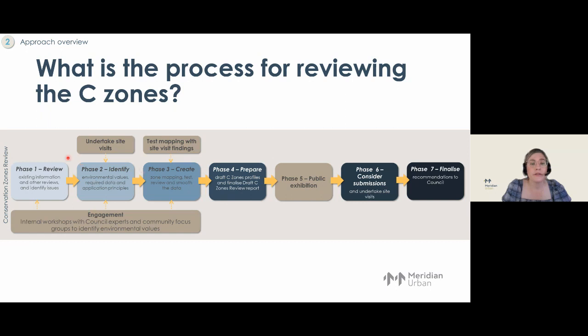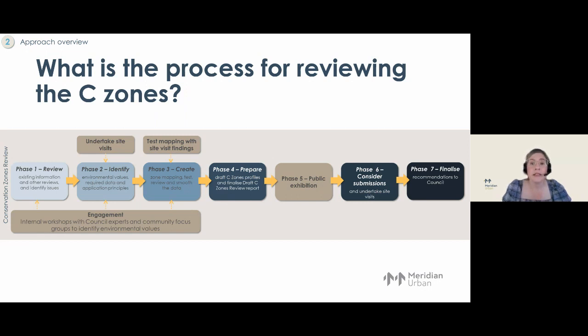Phase 2 then involved identifying the environmental criteria that needed protection and natural hazard processes that need careful management, such as bushfire and flooding, as well as the required data to spatially identify those values on the land affected. Phases 3 and 4 involve creating and preparing the proposed draft conservation zones mapping, which is currently out on public exhibition, together with the preparation of a supporting technical review report.